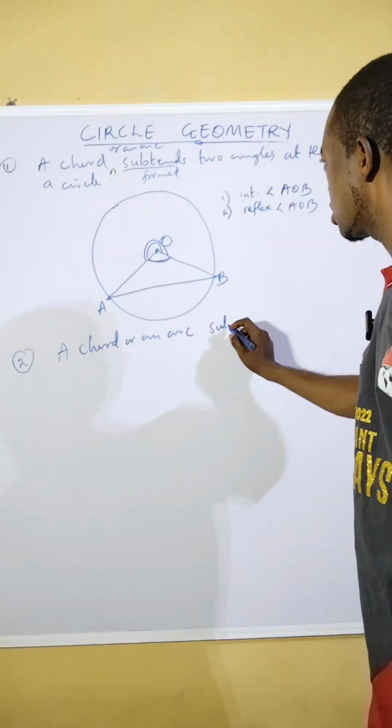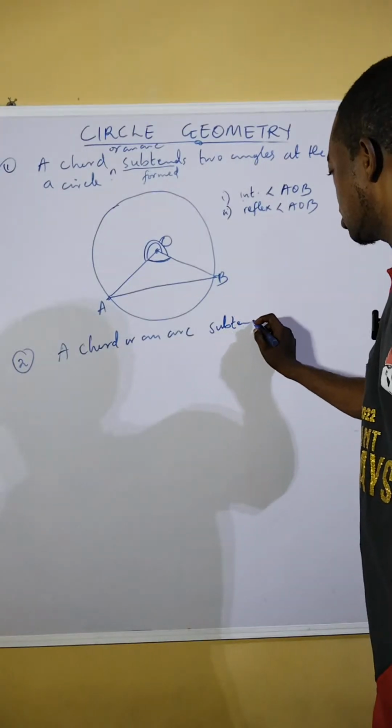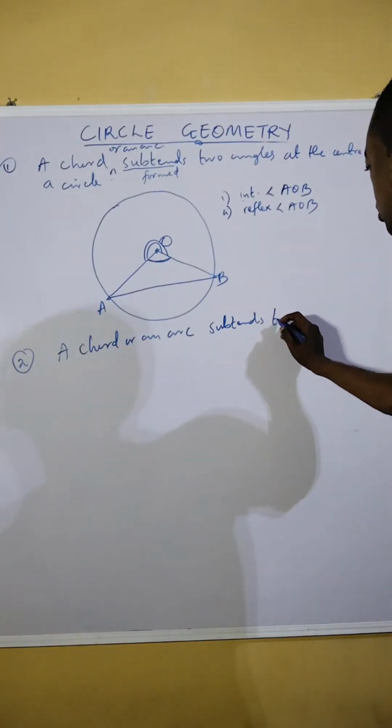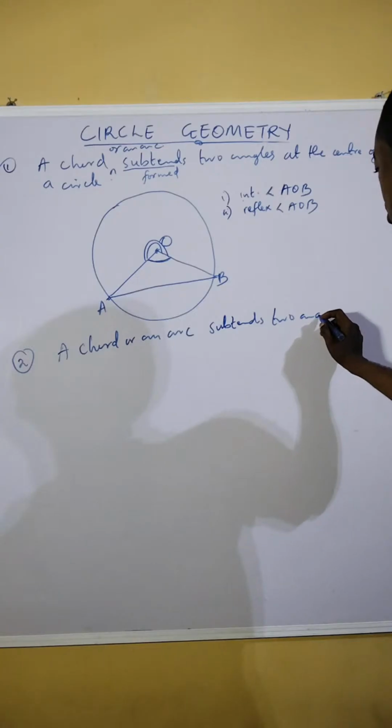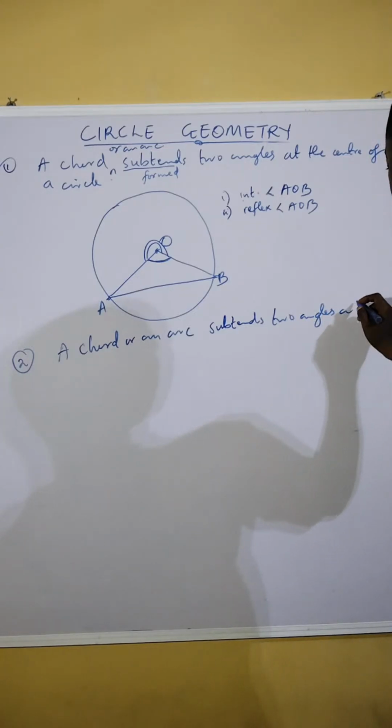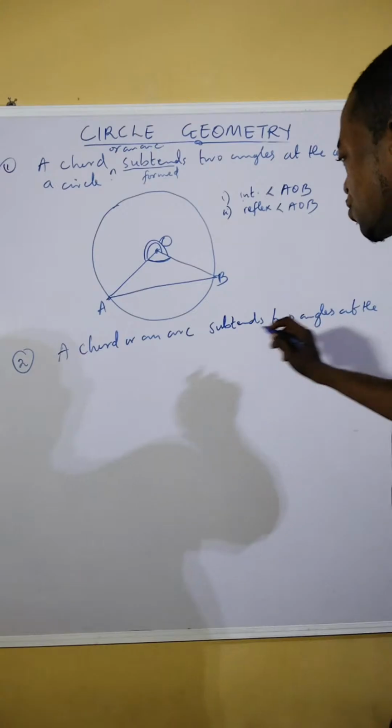subtends also two angles at the circumference.